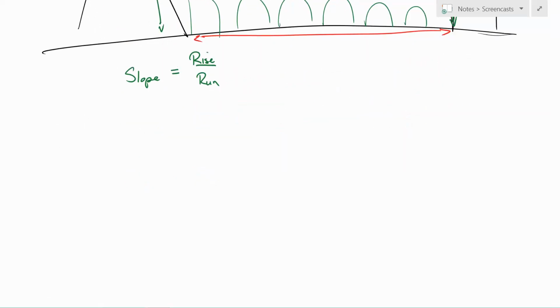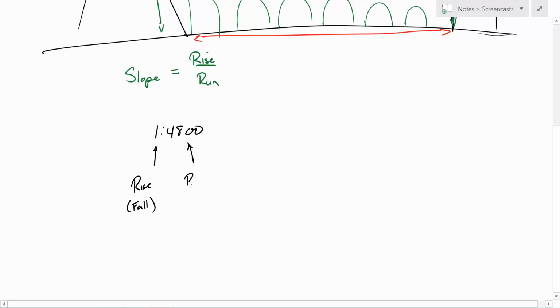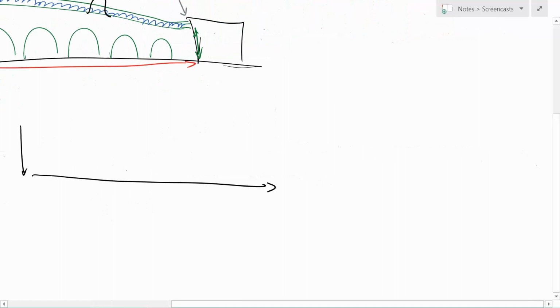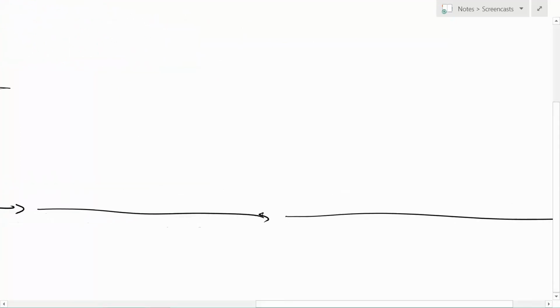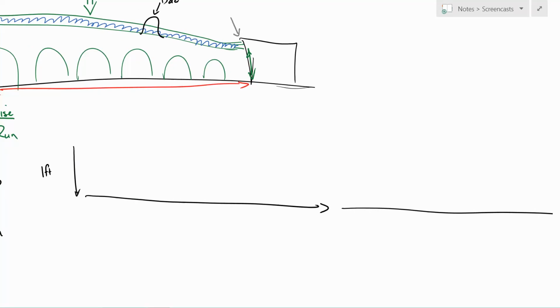So in Rome, the standard prescription, as best as I can tell thanks to Wikipedia, was a slope that looked something like this. It was 1 to 4,800. So basically, this was our rise, or actually in this case, our fall. So you would fall 1 foot, let's say, for every 4,800 feet that you ran. So we go down 1 foot, and we go over, way over, continue going over, and probably a little bit more than that actually, because that's not quite 5,000. And this would be our run.